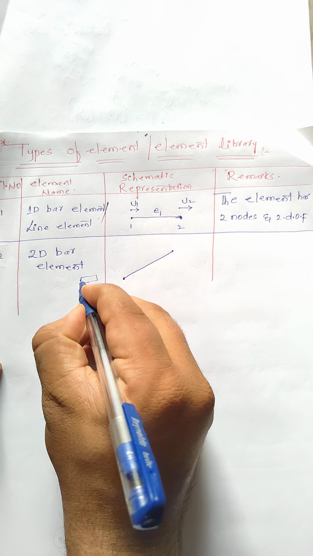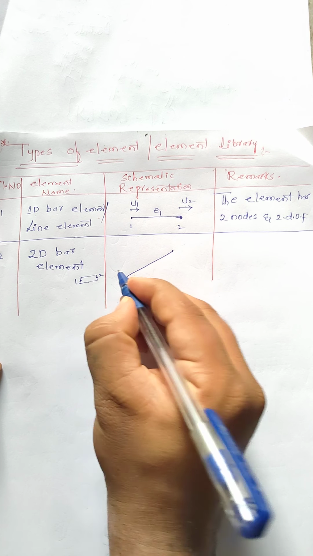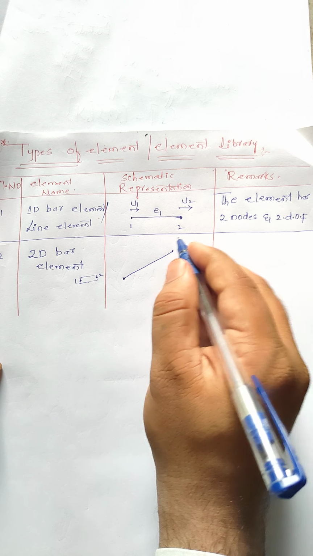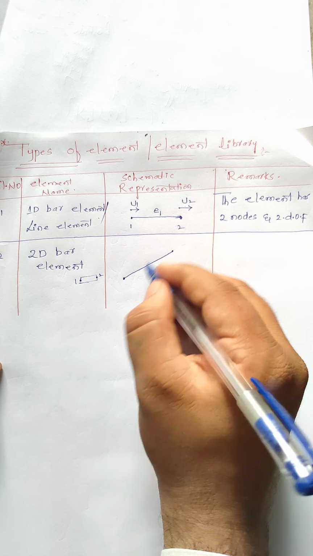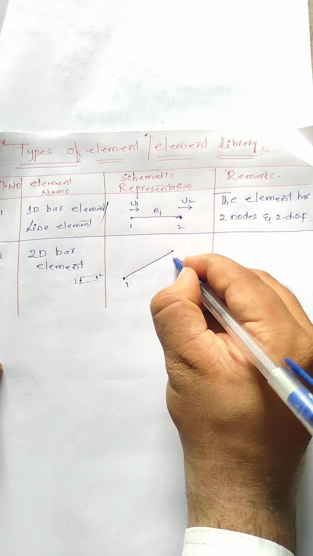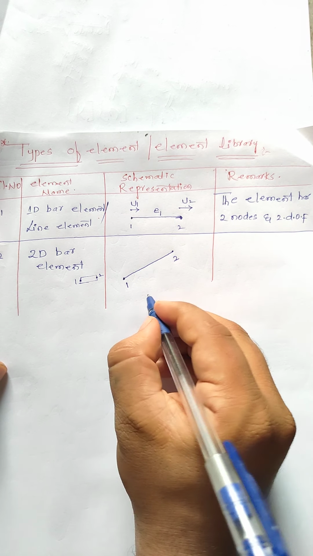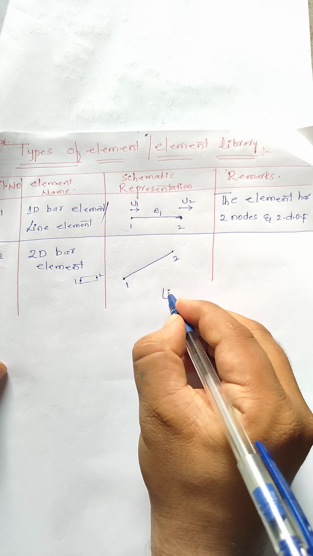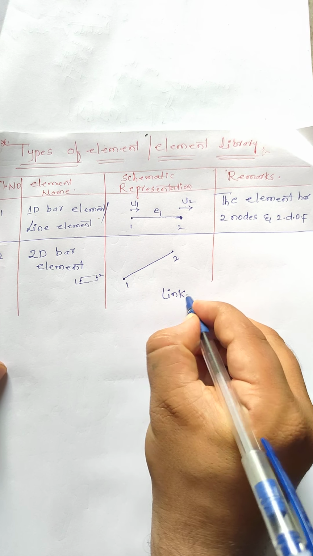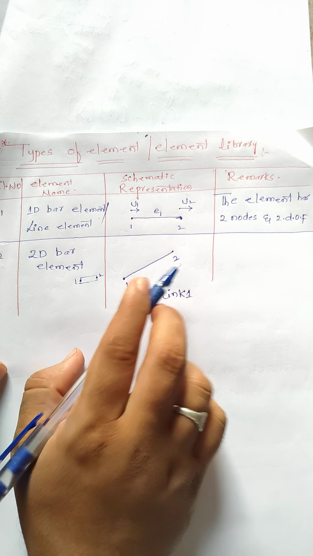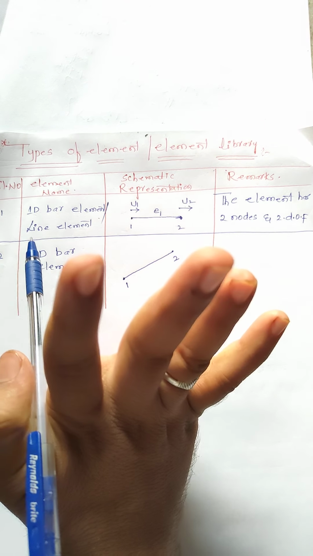So how many nodes are there here? We can say first node and second node, the same as here, only I am representing it by the line. This is the first node and this is the second node. This representation we can say as link 1. It has 2 nodes and 4 degrees of freedom.